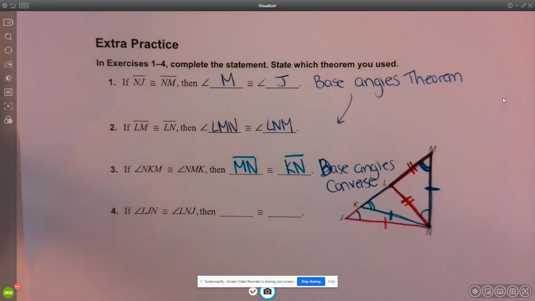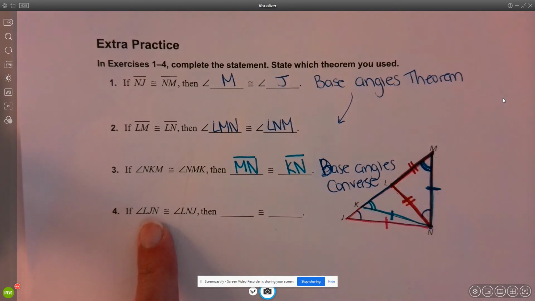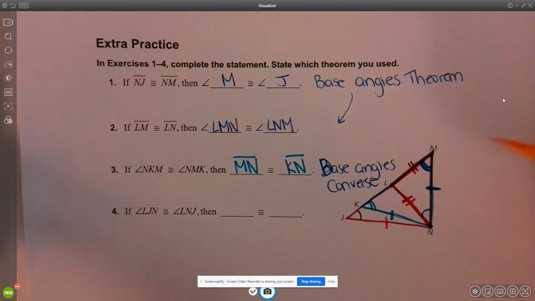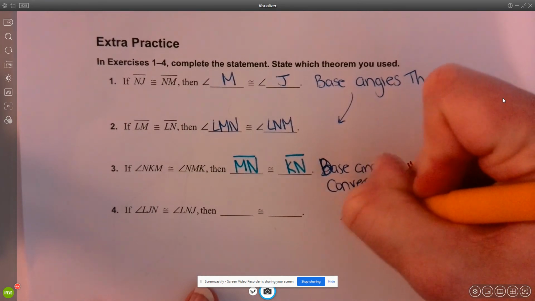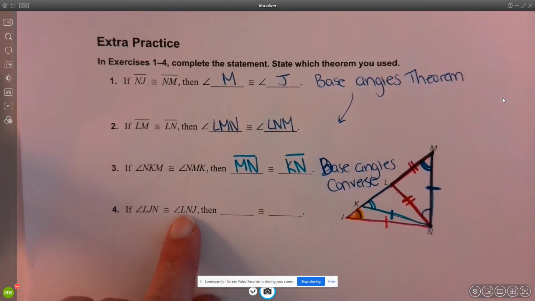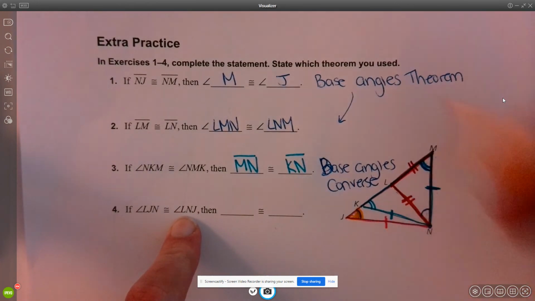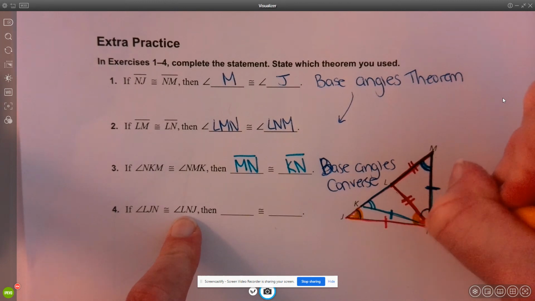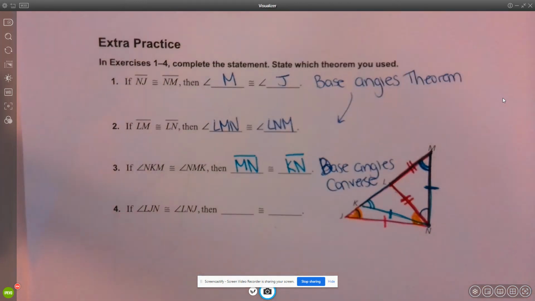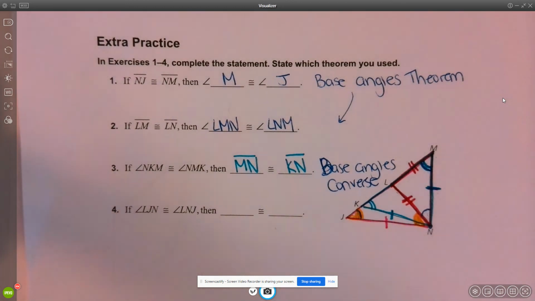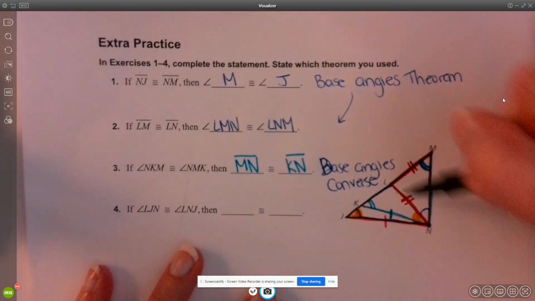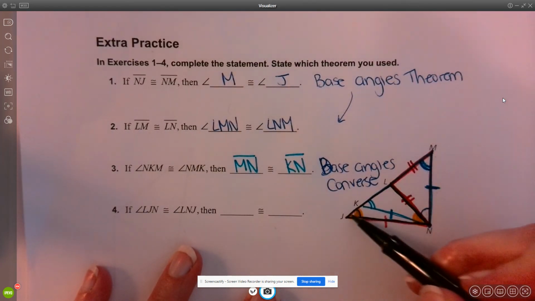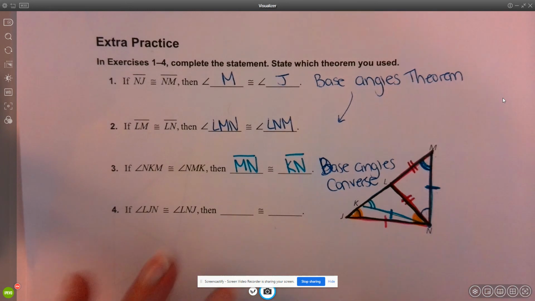One more. If angle LJN, this angle here, I already have it marked, is congruent to angle LNJ. That's this angle here. Okay. So now we're looking at, I know there's a lot of stuff going on. These are our 2 base angles. Now we're looking at this triangle here, this isosceles triangle. These are our base angles that are congruent.